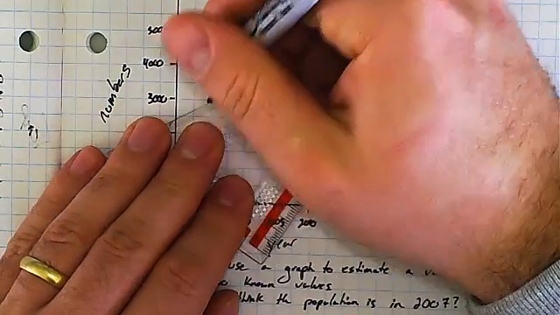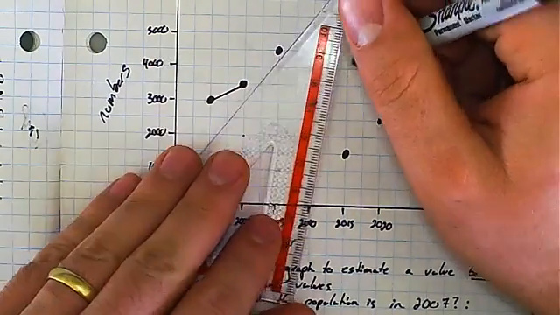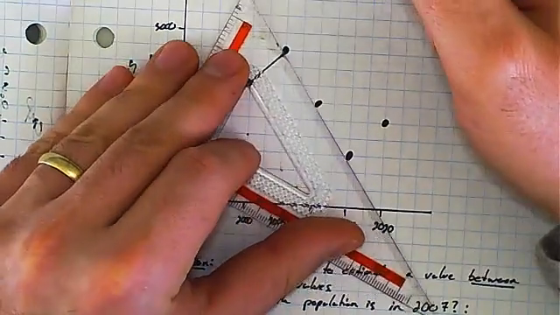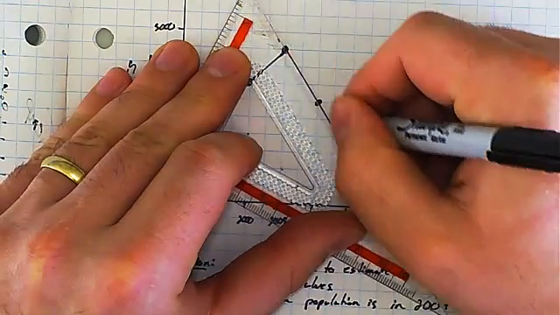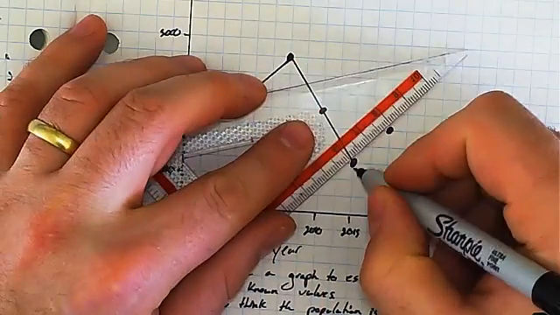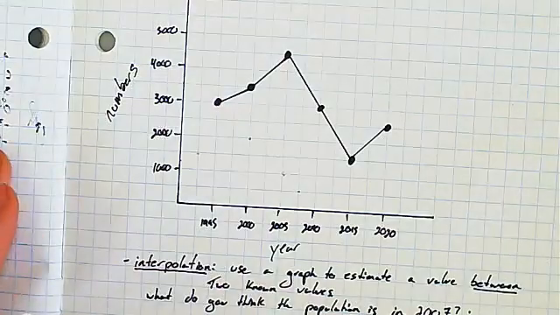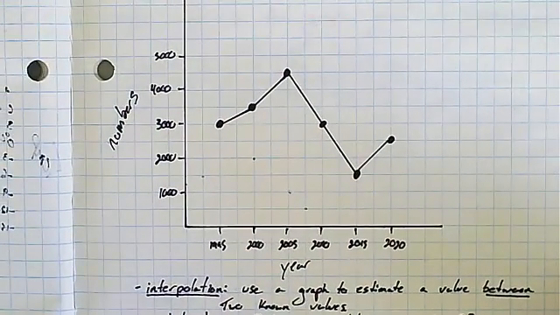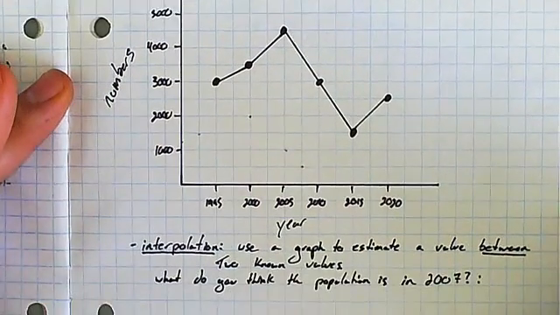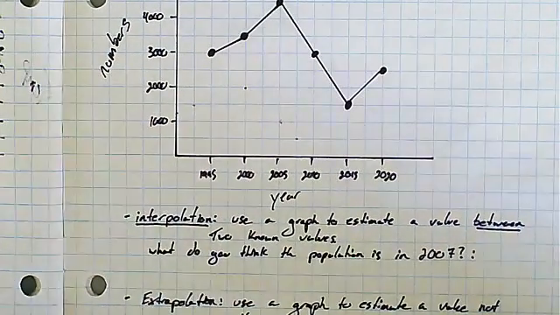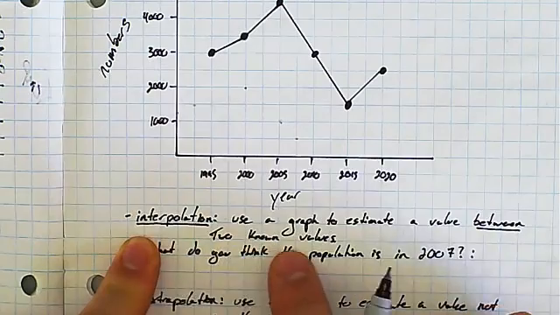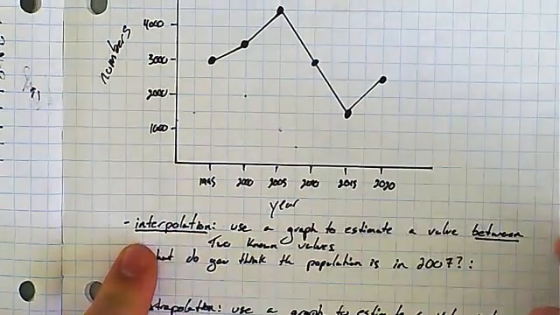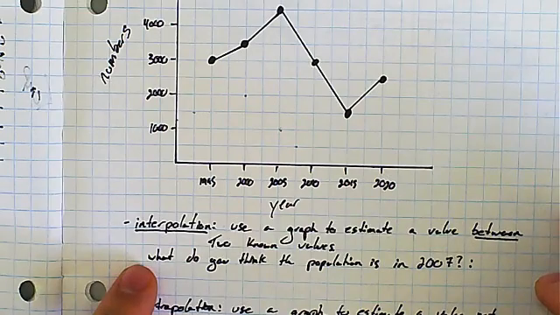To make it nice and neat, we can connect it with some lines. Like so. We're going to talk about two terms, interpolation and extrapolation. Interpolation is basically when you look at a graph and you estimate a value that lies between 2 points in your graph.